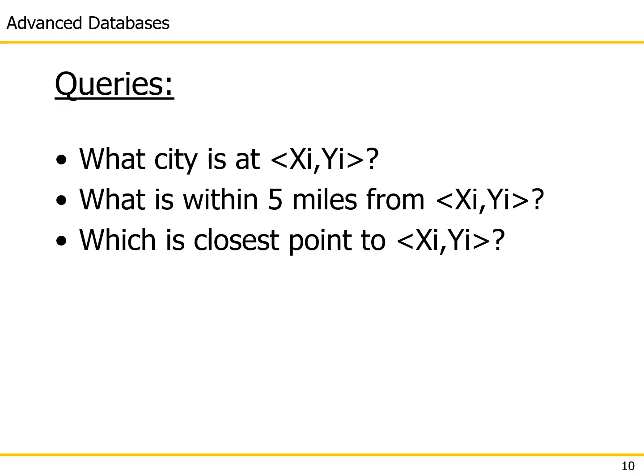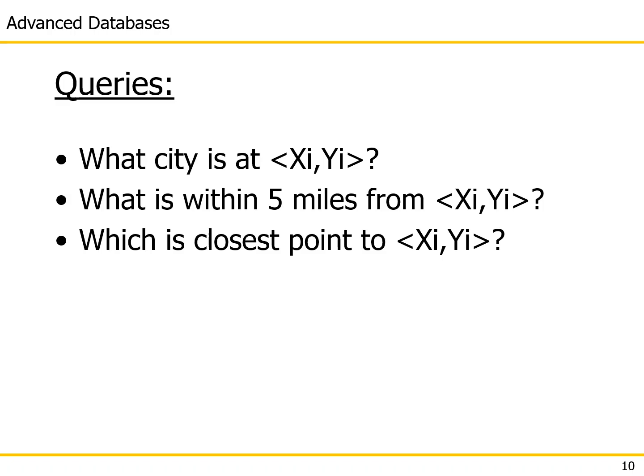Like which city is at this location, what is within 5 miles from so and so, what's the closest point to so and so. We've discussed this when we discussed spatial databases. But R trees is just one solution. We will see other stuff today that is related to that area, and that could be generalized, not just to spatial applications, but even to business intelligence, okay?